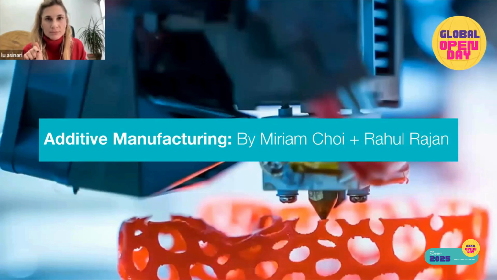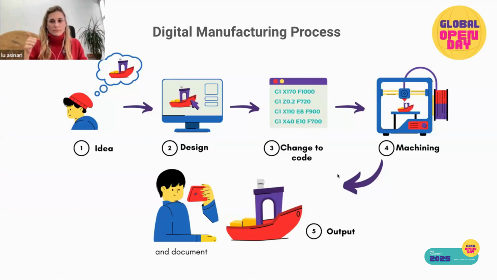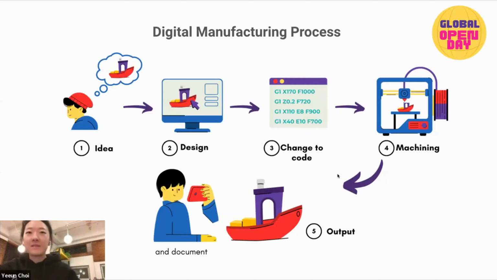Okay. Hello, my name is Miriam, and I'll be starting us off with additive manufacturing. Can you hear me okay? Okay, so we're going to be talking about manufacturing processes and what we do with them in Fab Academy. With digital manufacturing processes, you have to start with an idea and you do the design, you use the machine to make it, and of course in Fab Academy, you document the entire process.